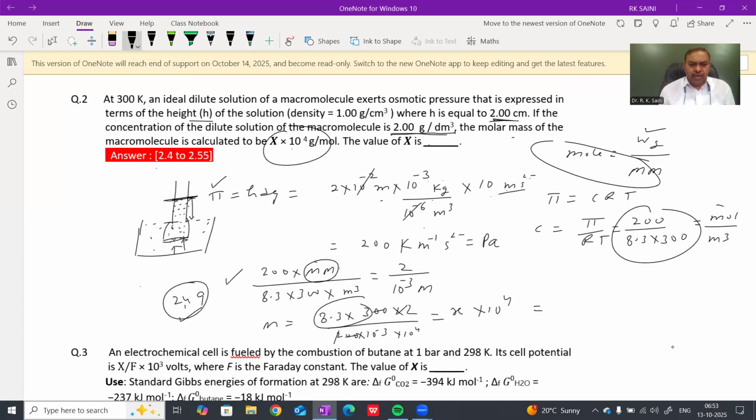Our answer is 2.49. JEE gave 2.4 to 2.55. This is the question from solutions. Question third.